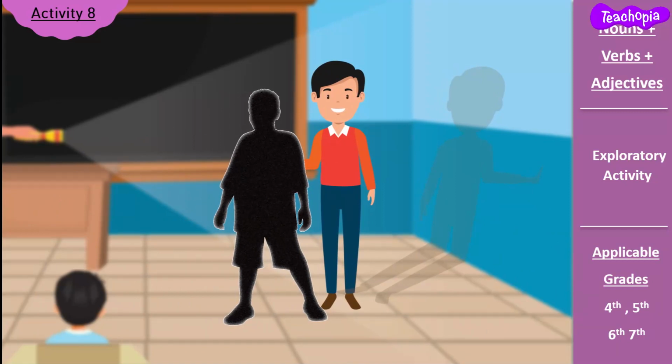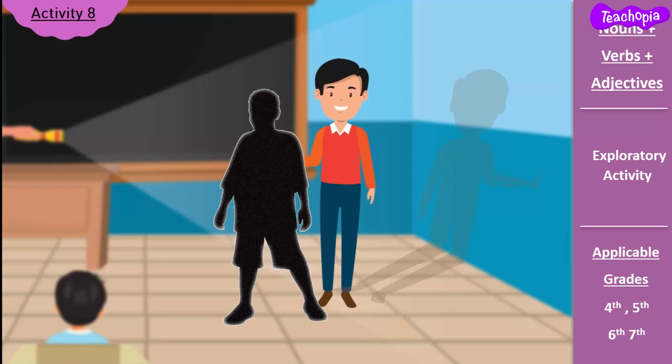Now, use the object that you are holding in your hand and perform an action that can be done or that is usually done using that object. Like, in this case, act like writing in the air using the pen in your hand.